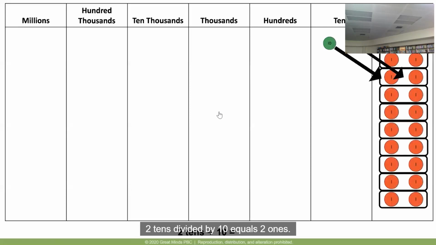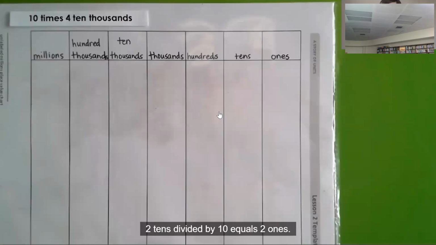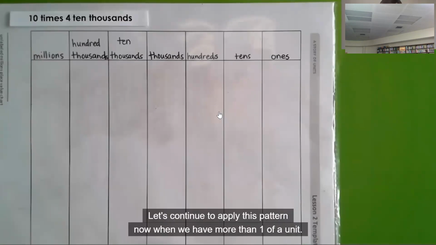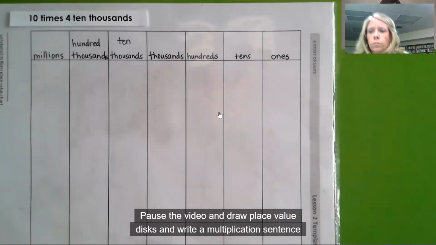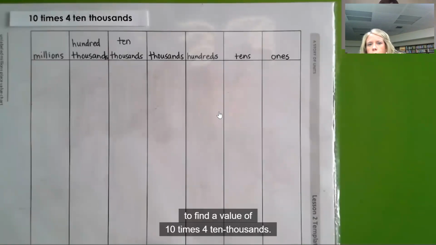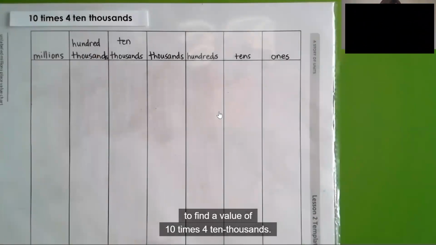2 tens divided by 10 equals 2 ones. Let's continue to apply this pattern now when we have more than one of a unit. Pause the video and draw place value discs and write a multiplication sentence to find the value of 10 times 4 ten thousands.